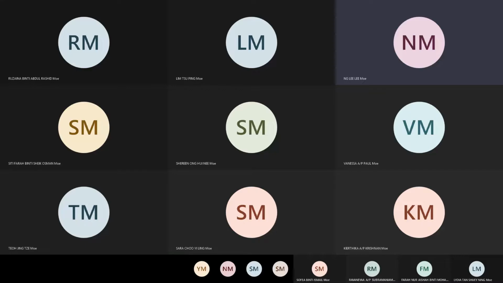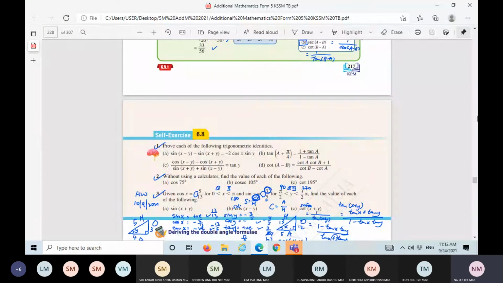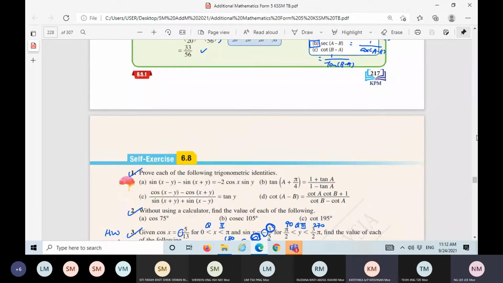Type in the chat or on your mic and then ask. Okay, can you see my textbook? Someone on the mic say. Yes, can see. Okay, thank you.